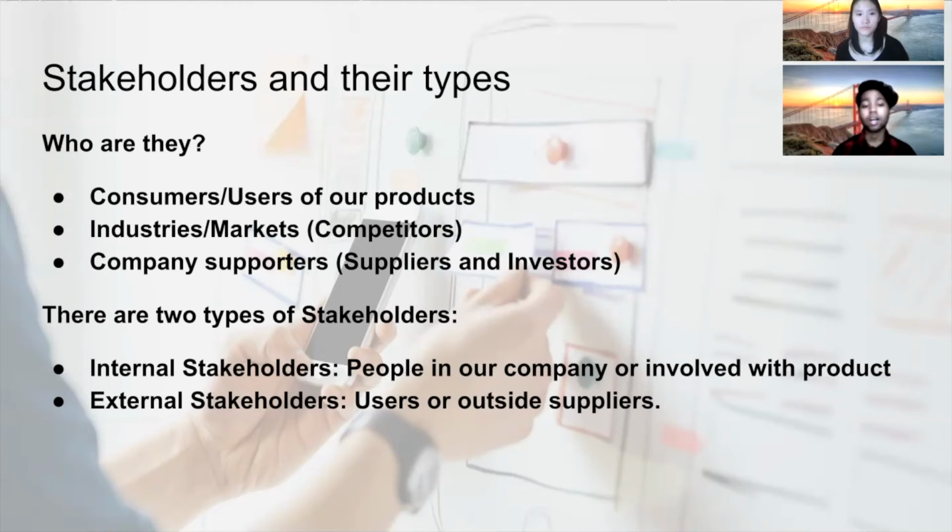You can divide stakeholders in many ways, but what I've seen from a lot of UX resources is that they usually divide stakeholders into 2 different types, which are internal stakeholders and external stakeholders. Internals are the people in our company who are involved with our product directly. It could be people who are making our product or who are giving us ideas about it. External stakeholders are most of the users or outside suppliers. They're not actually involved in creating the product, but they're still giving us feedback, and they will be our end users.